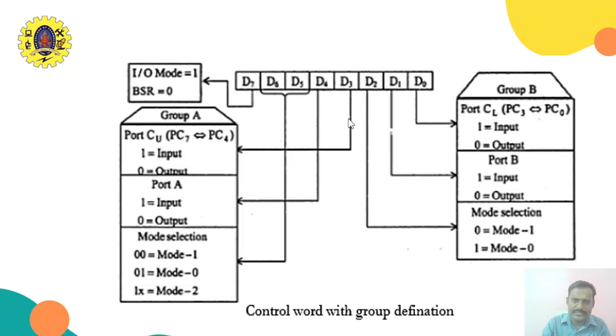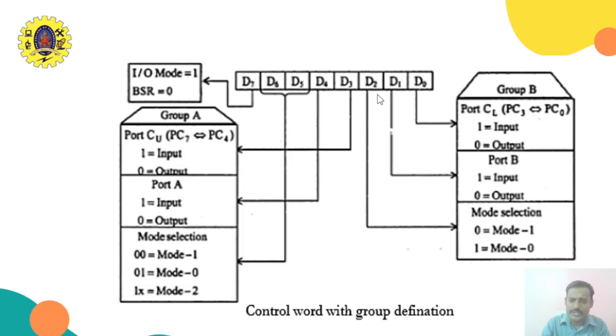Look at D3. D3 is for port C upper, where 1 means input and 0 means output. Now look at the group B side. The first one, D0, is for port C lower, where 1 means input and 0 means output. And D1 is for port B, where 1 means input and 0 means output.